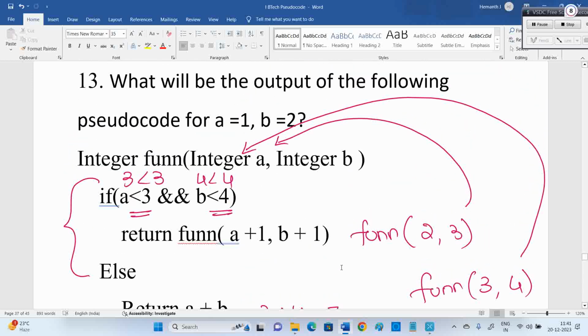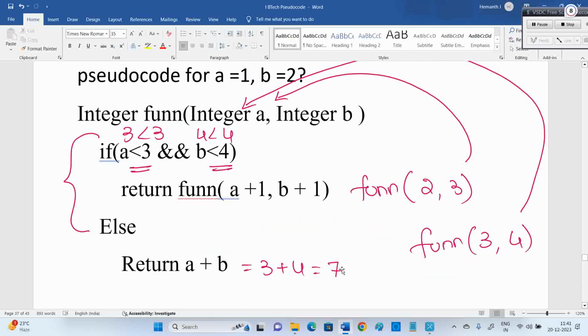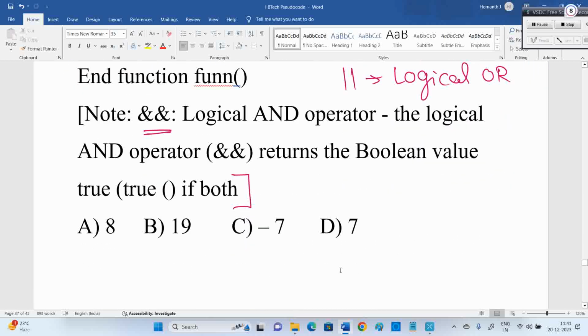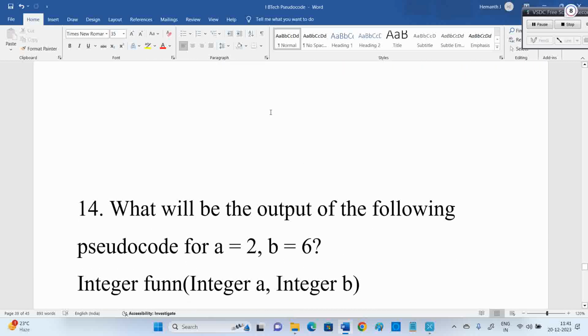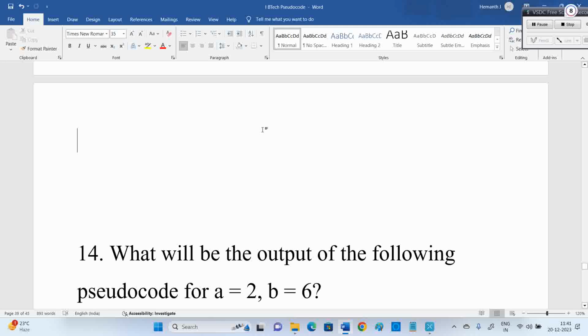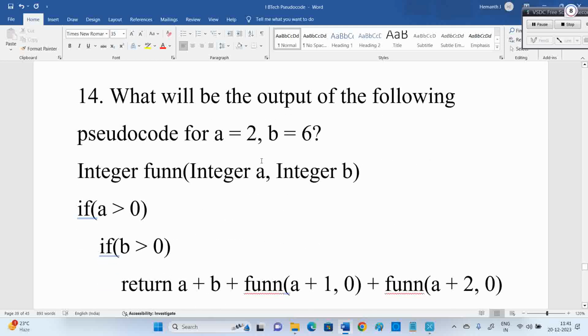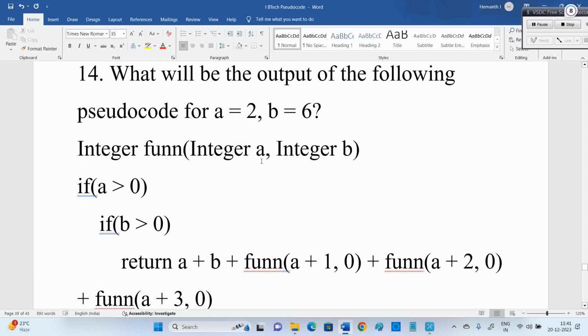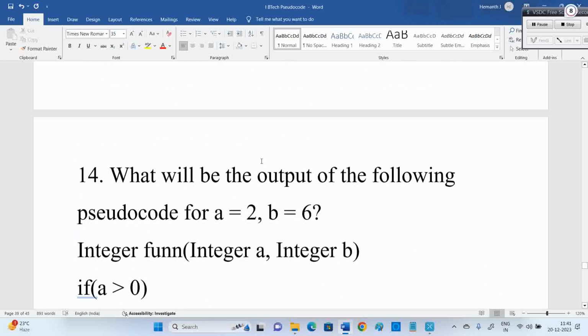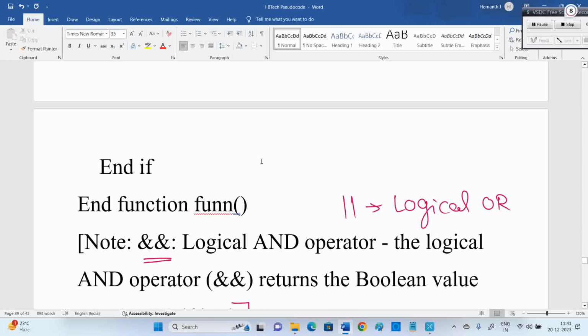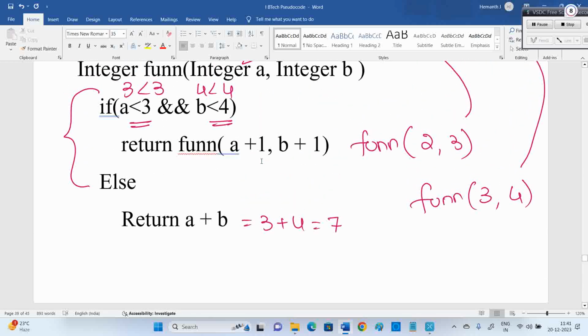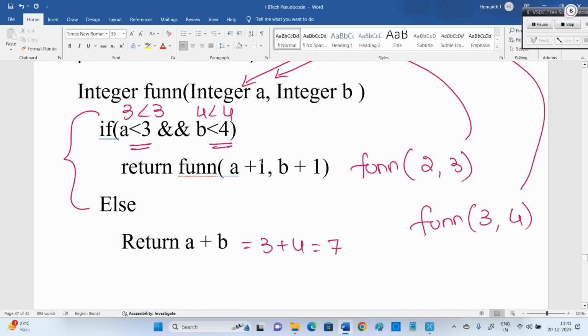Now next one. What will be the output for A equal to 2, B equal to 6? Here we entered the next level. Some people may still have a doubt about the previous one in your mind, but the next question will give that full clarity.